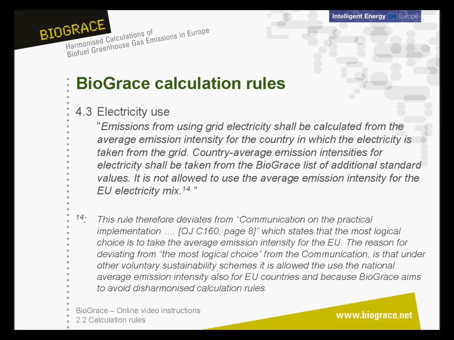It is not allowed to use the average emission intensity for the EU electricity mix. This is because if both the EU average and the national average would be allowed, this would cause that two persons making the same calculation might come to different results, one taking the EU average and the other one taking the national average for grid electricity emissions.